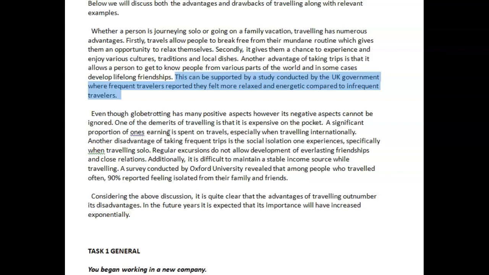Additionally, it is difficult to maintain a stable income source while traveling. A study conducted by Oxford University revealed that among people who traveled often, 90% reported feeling isolated from their family and friends. All right, it's the same thing.